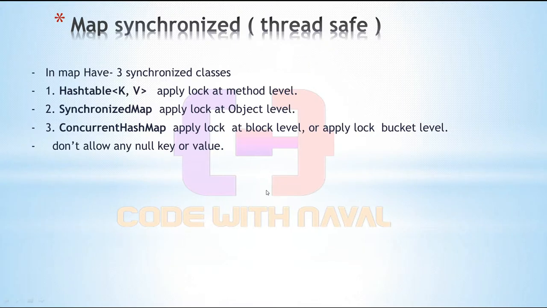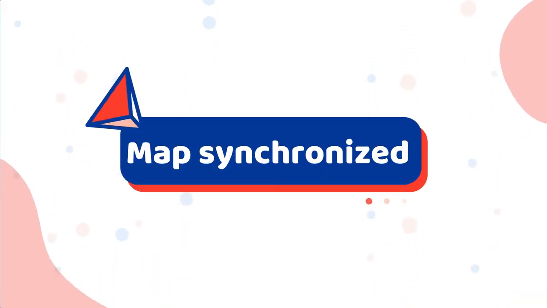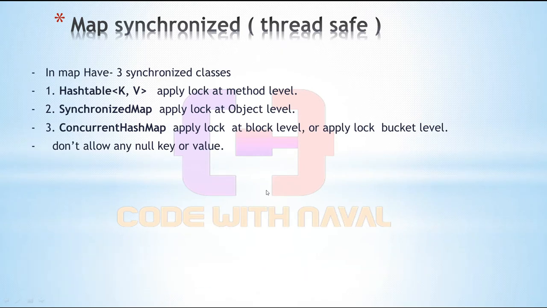In the last video we saw TreeMap. In this video we are going to discuss Map synchronization, or you can say thread safety. In a Map we have three synchronized classes. First one is Hashtable. Let's discuss one by one. First one is Hashtable. This Hashtable applies a lock at the method level.